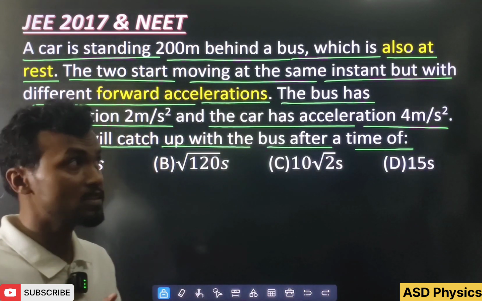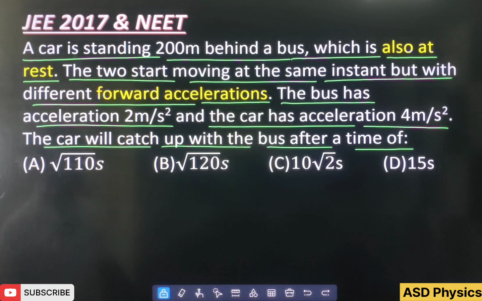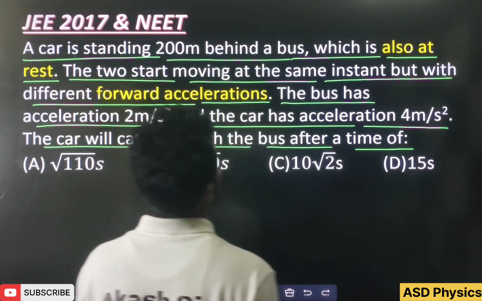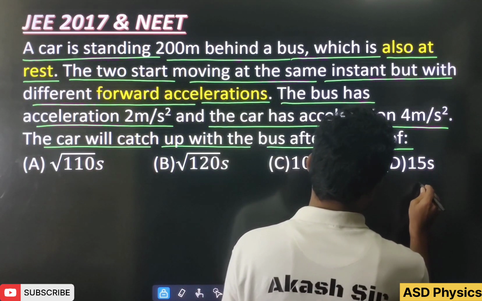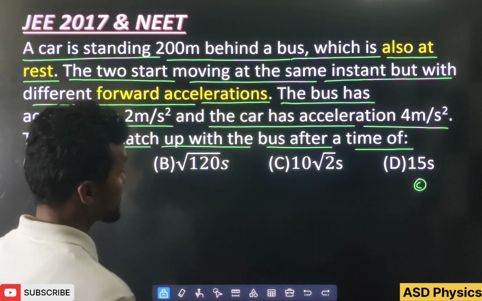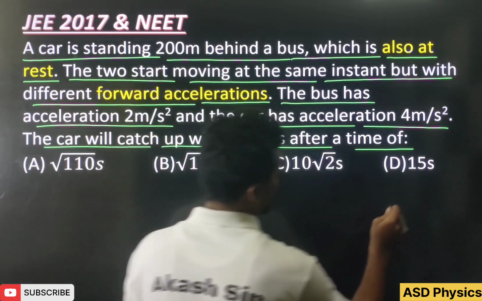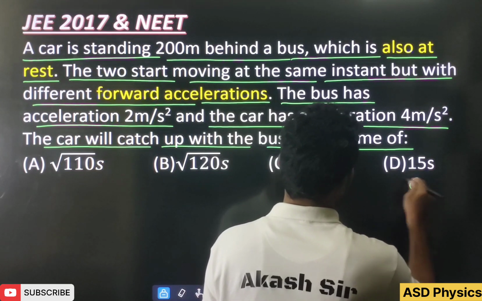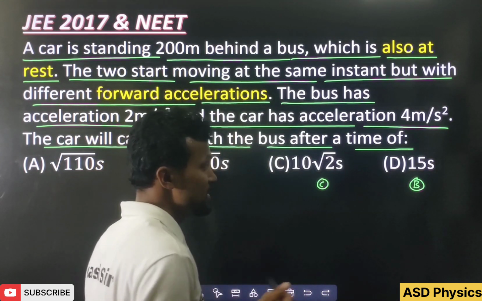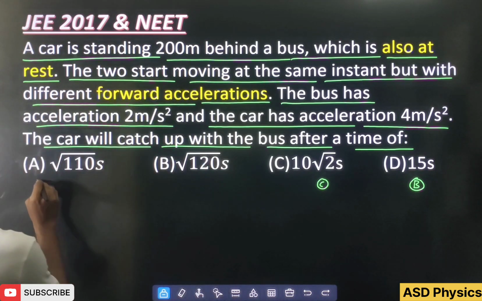So here bus and car both are moving. Who is going to catch the bus? The car is going to catch the bus, and the bus is standing on the backside of the car. So first I will draw the bus. Now this is the bus, and let's take the car here. Both are initially in which situation? Rest situation. They told that.